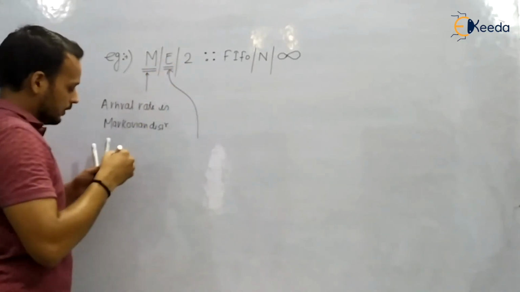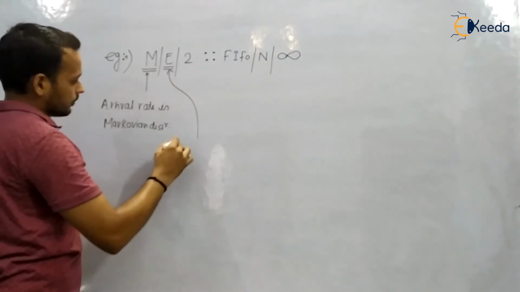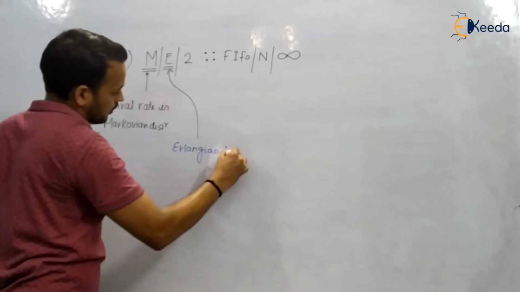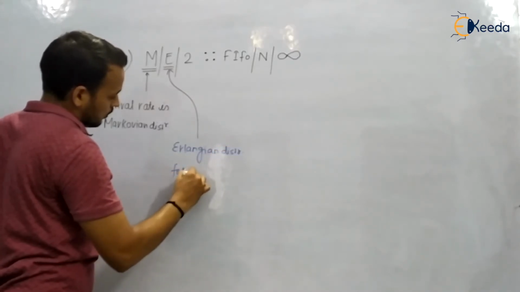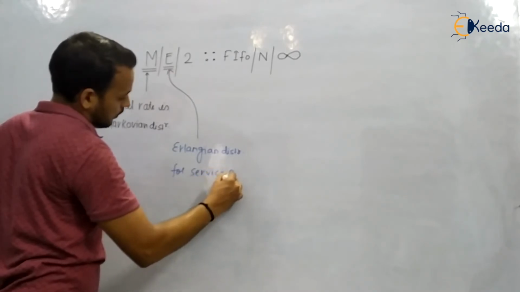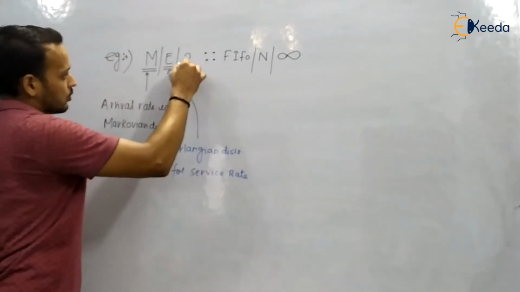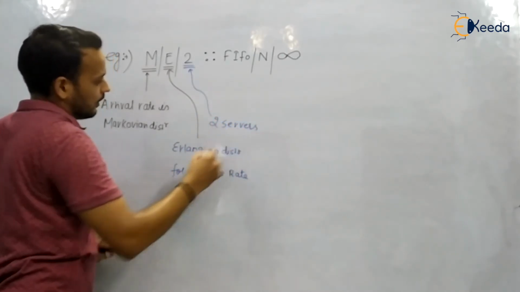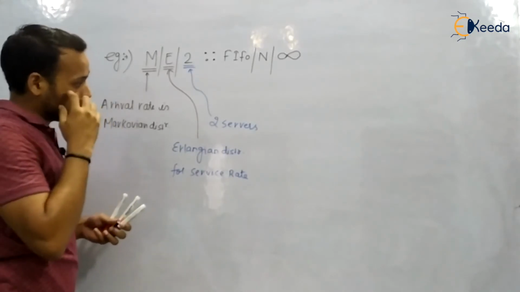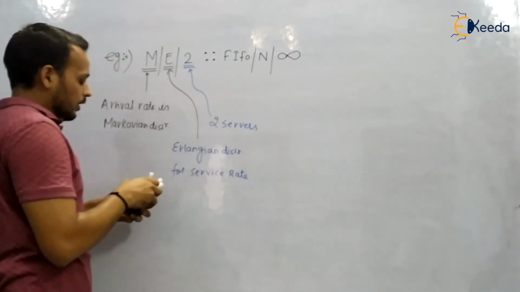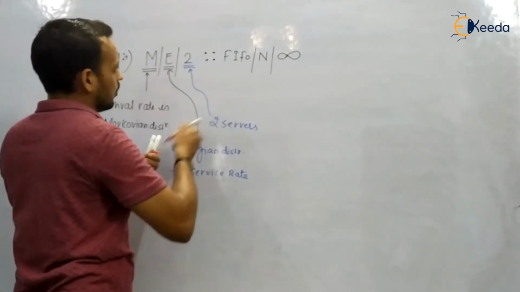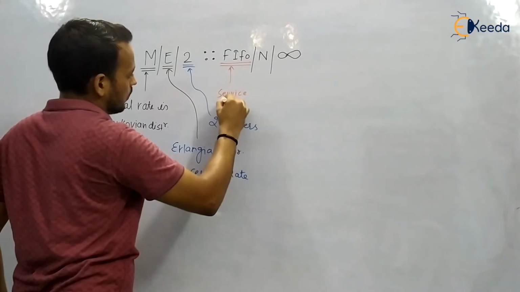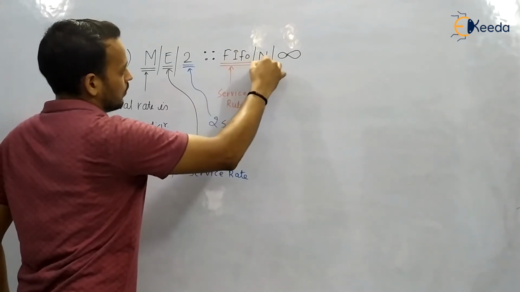This E shows Erlangian distribution for service rate. Okay, Erlangian distribution or gamma distribution. 2 means 2 servers. Okay, 2 servers are there in the system, or you will say multi-server. First in first out. You already know this represents the queue discipline, or it represents the service rule. It means it is going to follow first in first out.